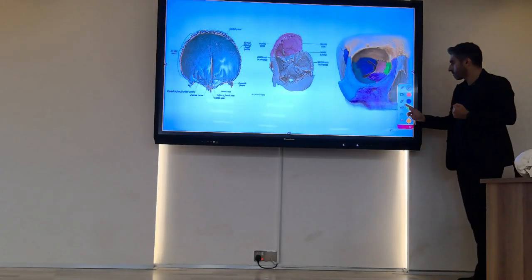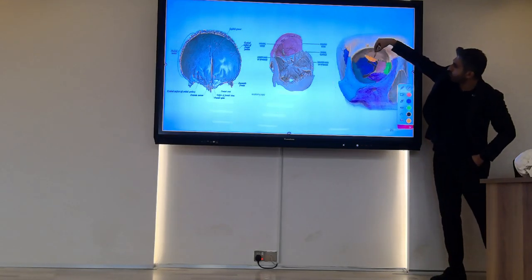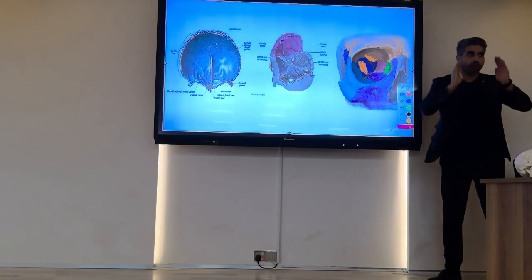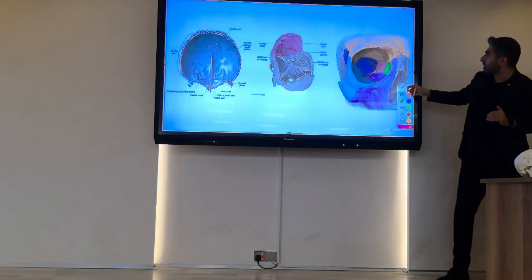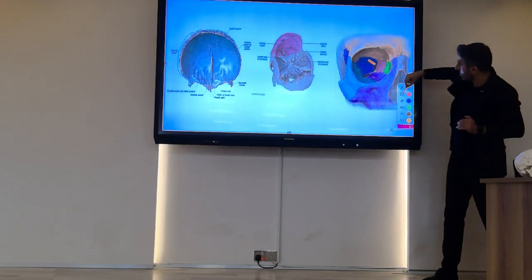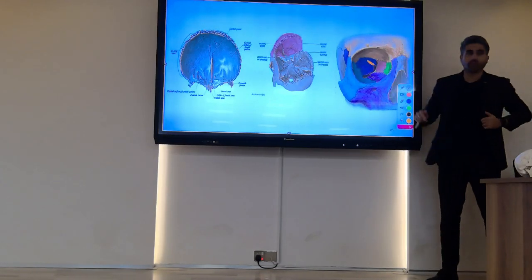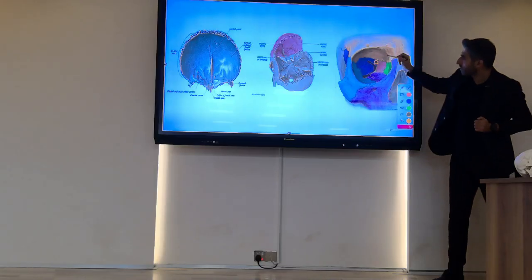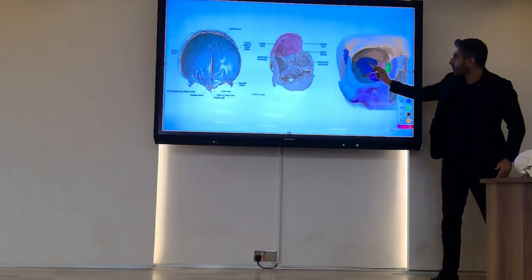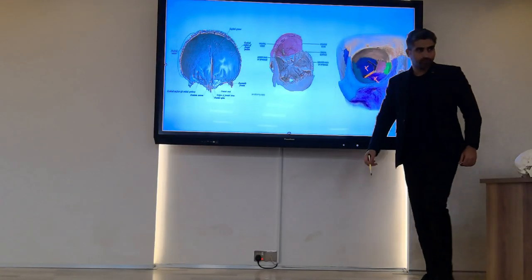Look at the picture. Lesser wing of a sphenoid at the roof of the orbital cavity. Greater wing of a sphenoid at the lateral wall of the orbital cavity. Between lesser wing and greater wing, we have supraorbital fissure. Look at the optic canal at the root of the lesser wing. And look at here, between greater wing and maxillary bone, we have infraorbital fissure.